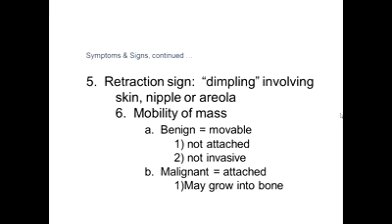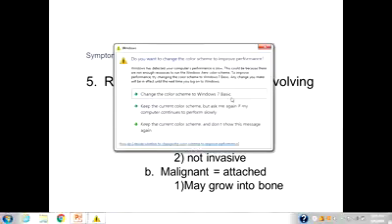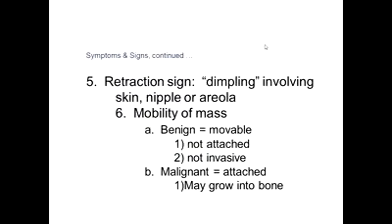Retraction signs are dimpling or involution of the skin or nipple-areola, or Paget disease of the nipple, and sometimes there may be peau d'orange involvement of the skin, subcutaneous lymphatics. Mobility of the mass is important.